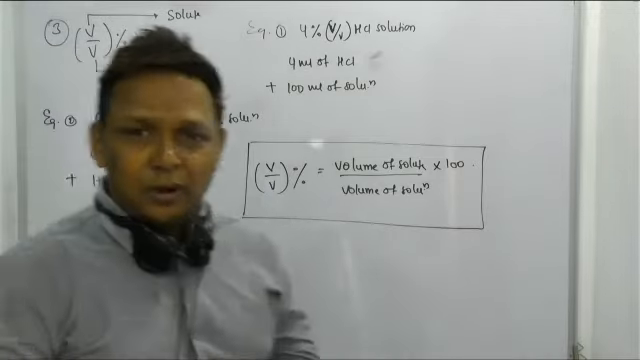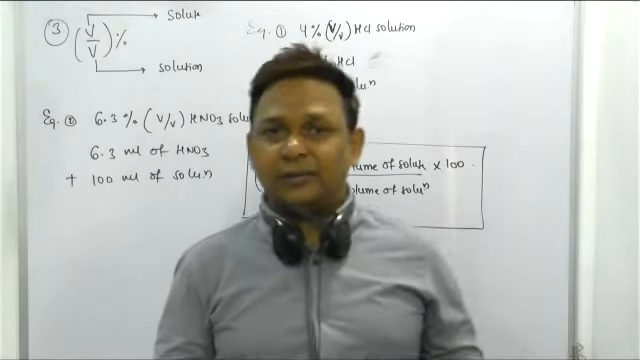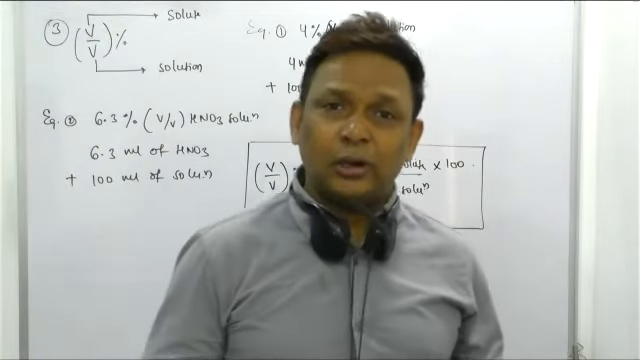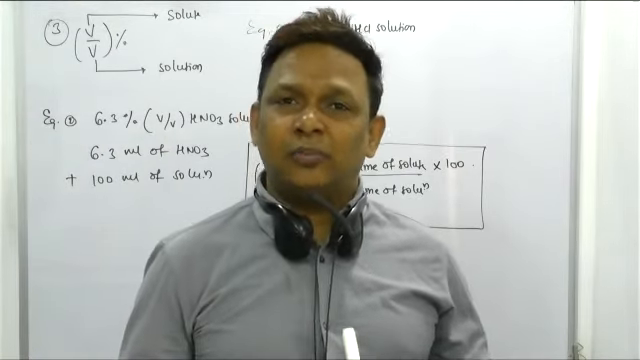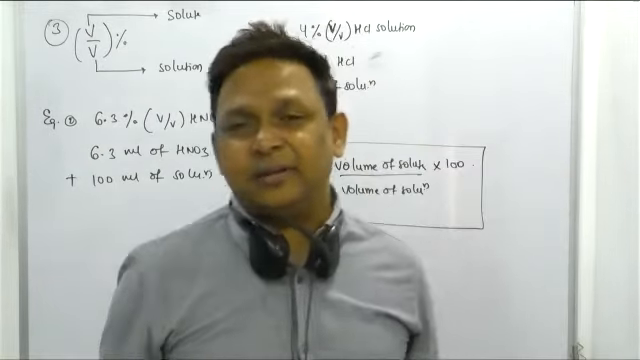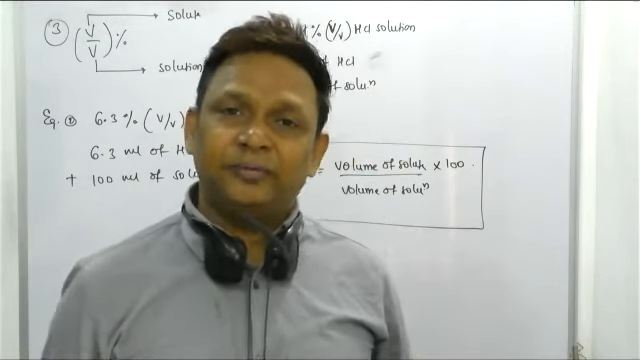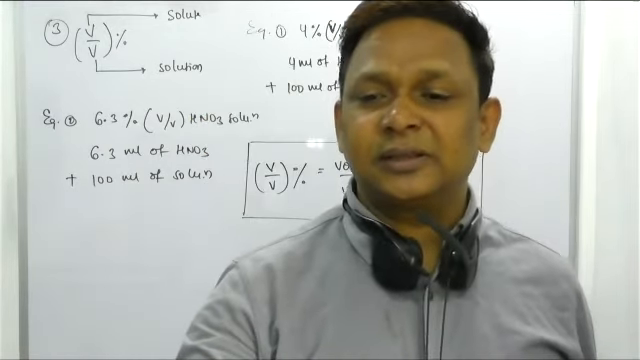So beta, among all these, we did three. First one is weight by weight, second one is weight by volume, and third one is volume by volume. Volume by volume, we don't have much use. We have much use of only W by W percentage and W by V percentage. Please take a screenshot up to here.